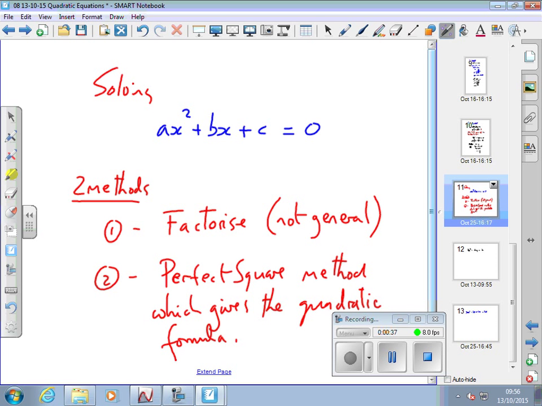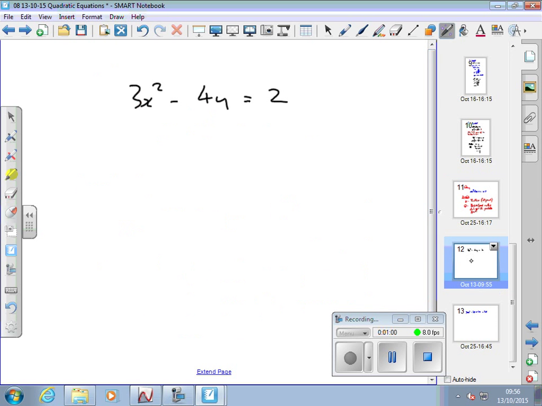This factorising method we will look at. It's not general. In other words, sometimes it's very difficult to get a solution using this method. However, as we'll see later on, we use the idea of factorising anyway, so we need to know how it works. This perfect square method, though, gives us a formula. And we're going to use that formula to solve this equation that we had at the beginning.